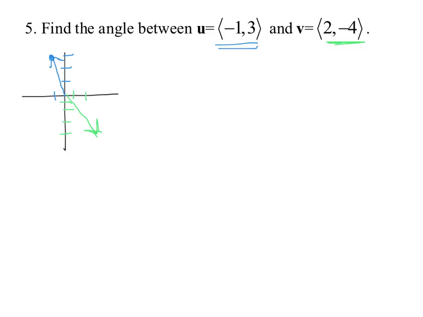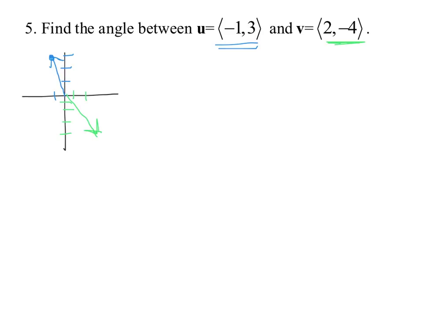As you can see, I've drawn vector u at -1, 3 right here. It ends up being in quadrant 2. And then vector v, the green one, which is 2, -4, ends up being in quadrant 4. You can see that the angle between the vectors looks like it's almost 180 degrees, but not quite. So we know we're looking for a value that's probably greater than 90 but less than 180 degrees. We want to keep that in mind as we work through our problem.